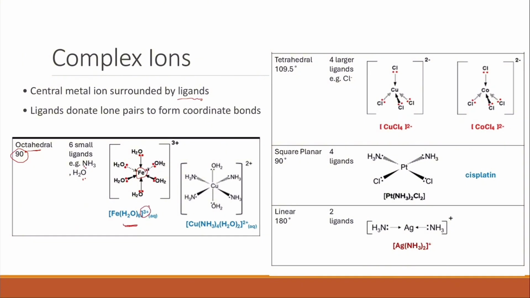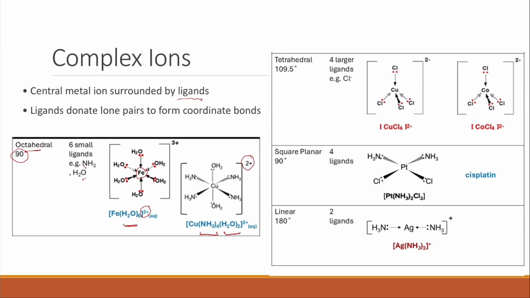And then we have something like copper. We could have more than one type of ligand surrounding the central ion. So copper could have up to 4 ammonia and 2 water surrounding the copper, and that will give us this complex ion. Again, it's going to be octahedral because in total there are 6 ligands surrounding the central ion. The charge here will be 2 plus because this is the charge of the copper and all of the ligands are neutral.